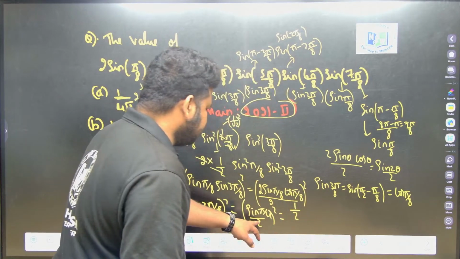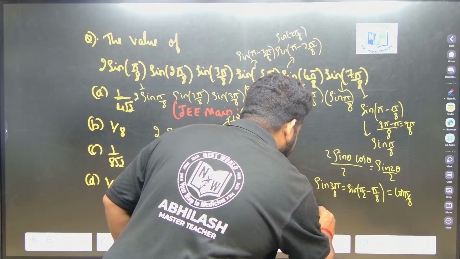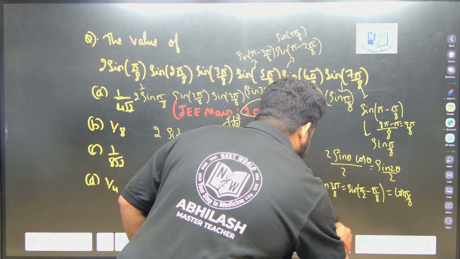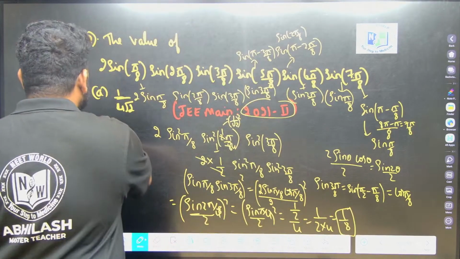This denominator is 2, 2 square is 4. So, this will be 1 by 2 into 4, that is 1 by 8. So, the answer is 1 by 8, which is option B.